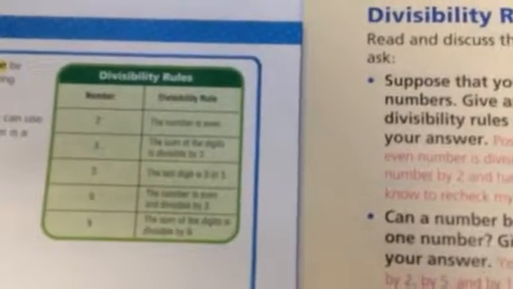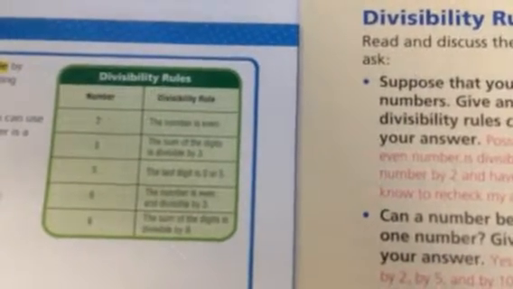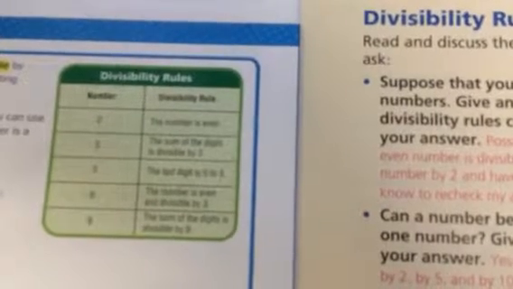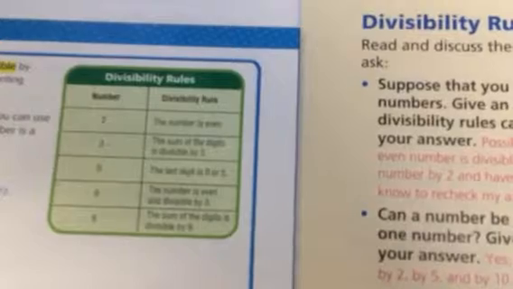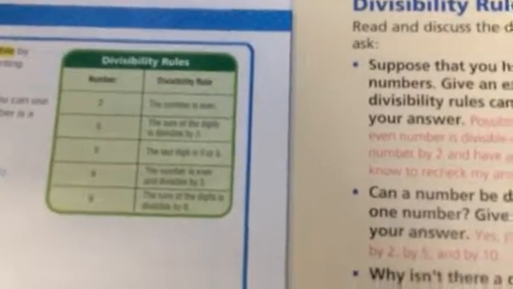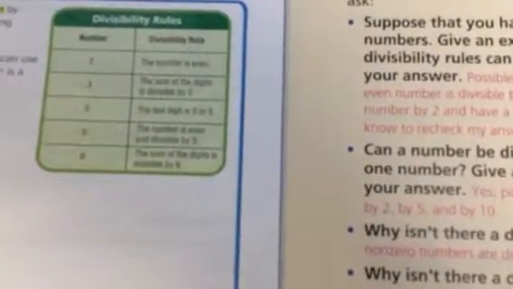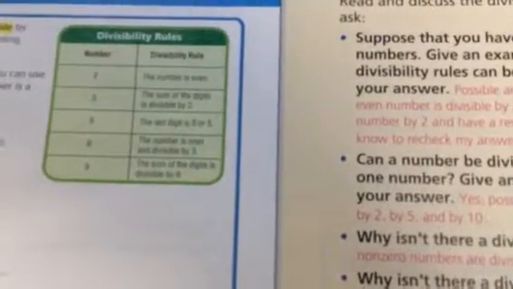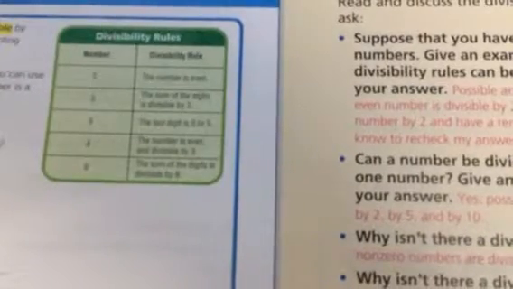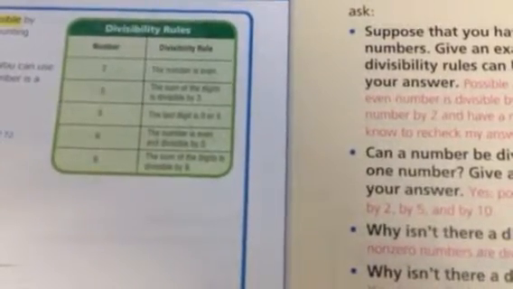For 2, the number is even, which we know. For 3, if you add up the digits and 3 can go into them, then that is divisible, and I'll show you that in a few seconds. If the number is divisible by 5, it's going to end in either a 0 or a 5. If the number is divisible by 6, the number is even and divisible by 3. And for 9, the sum of the digits is divisible by 9. And I'm going to show you the 3 and the 9 rule right now.